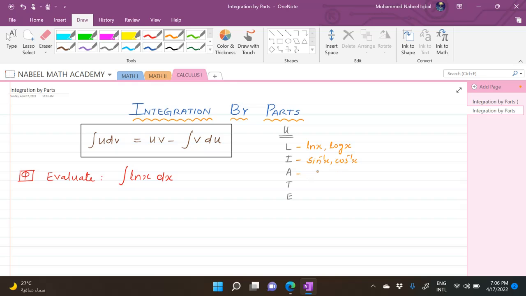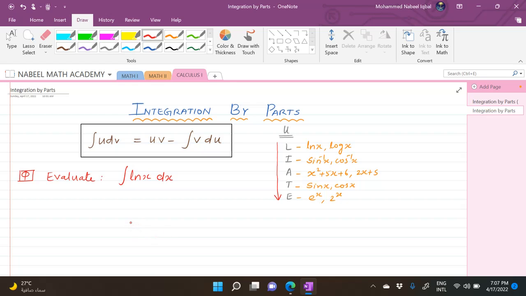The next one, A, is the algebraic expression, that is the polynomial, like x square plus 6x or 2x plus 5. Now the next one, T, is the trigonometric functions: sine, cosine, tan. And the last one, E, is the exponential function. So this is the order you have to follow when taking u. The first preference you give is to ln, so you go from here to here.